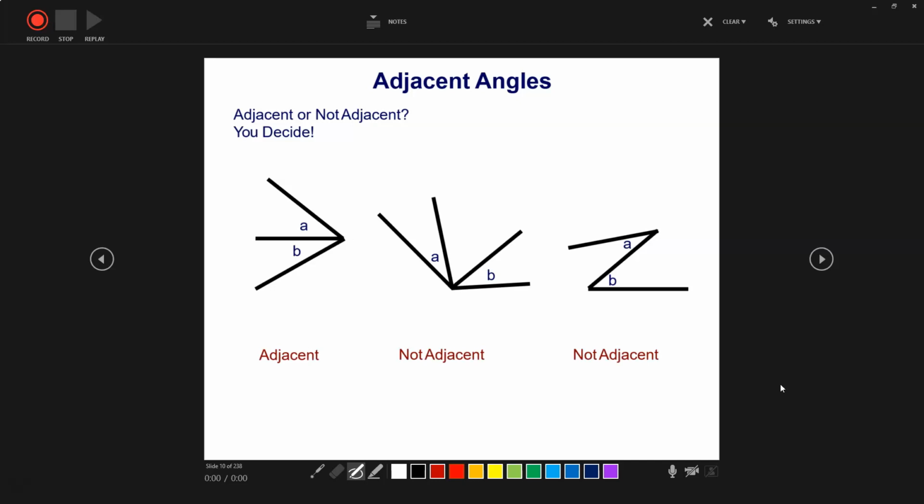Our first pair of angles is adjacent. They are next to each other, and they have a common vertex. The one in the middle is not adjacent. They are not next to each other. They're separated. Although they do have a common vertex, still not adjacent. And the third pair is not adjacent because there's not a common vertex. There are two endpoints, which indicates that they are not adjacent.